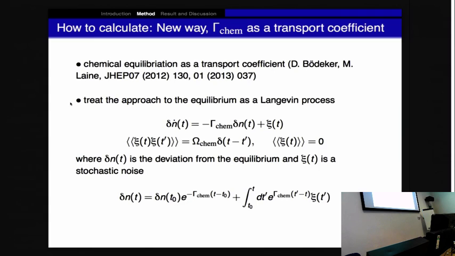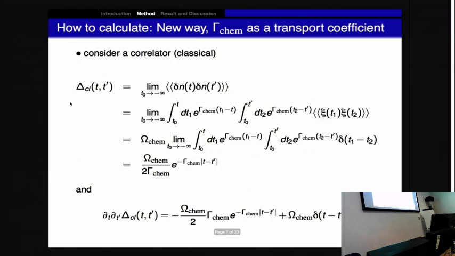So treat the number change as a Langevin process. One has this Langevin equation, and the width of this random noise has information about the chemical equilibration rate. One can solve these equations, and that's what you get. So if I consider the density correlations like this, then that has this form.